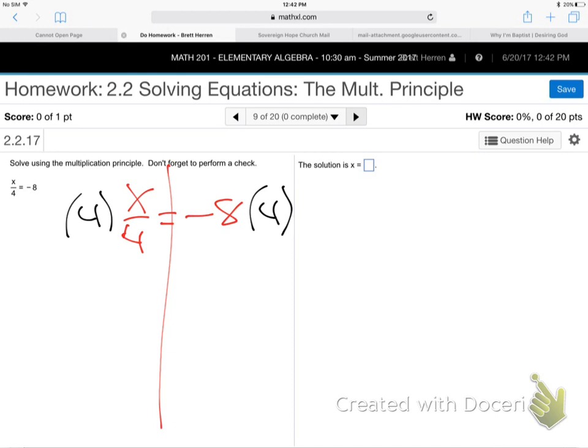Remember, whole numbers are really over 1, so the 4s cross cancel. That's why that works. To get x alone, on the other side, just multiply them: negative 32, done. x is alone.